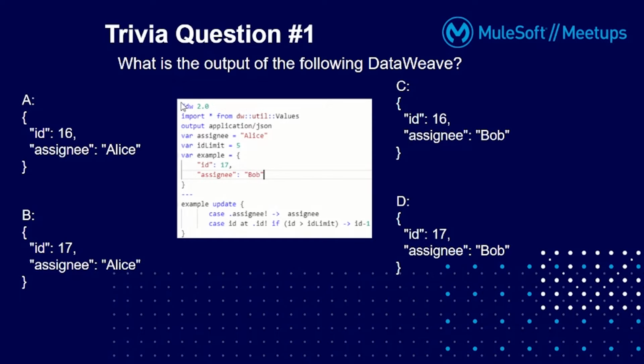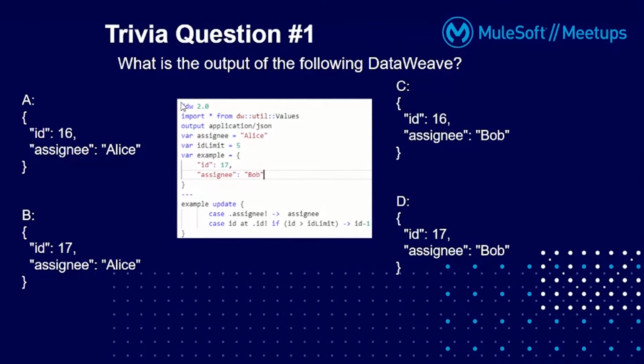So we've got two cases here. First, looking at the assignee, we are updating it if possible, and in this case, it isn't. If it's found, we update it, and if it's not found, we would be adding it in. It was found, so we're taking from the variable and inserting it there. So it's going to be Alice. That narrows it down to A or B.